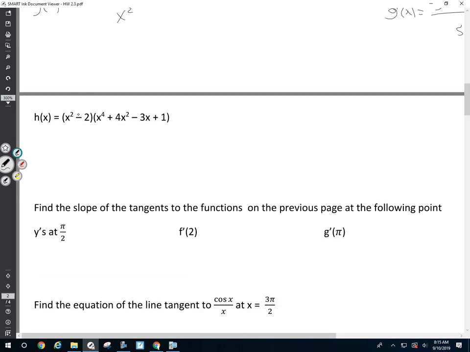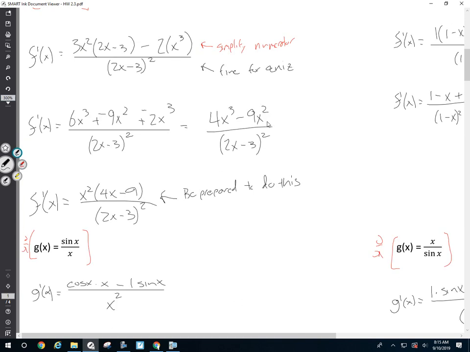Got this big product. Need to use the product rule. First, second, derivative of the first times the second. Huge second, but that's correct. Plus, derivative of the second. Use parentheses. This is the derivative of the second, 4x cubed plus 8x minus 3 times the first, x squared minus 2.